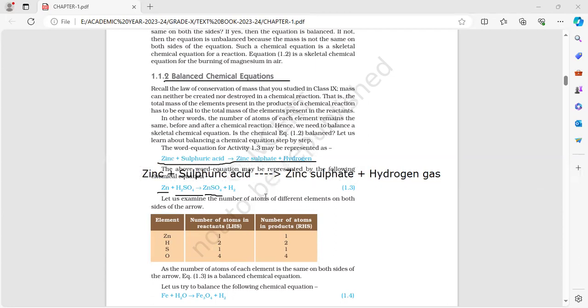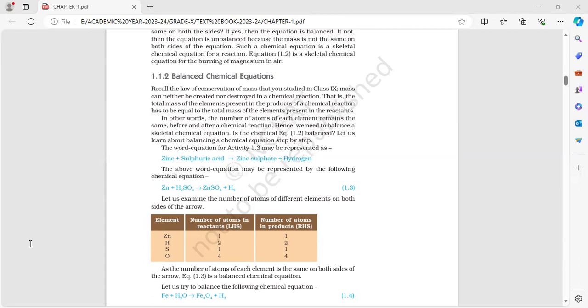Now, if you observe this chemical reaction, let us see whether it is balanced or not. First check the left side, zinc. On the right side, how many zincs are there? Only one zinc, so zinc is balanced. Now hydrogen: left side, two; right side, two. Sulfur: one on the left side and one on the right. Oxygen atoms: four on the left side and four on the right. Yes, it is balanced. Here it is given in tabular form.